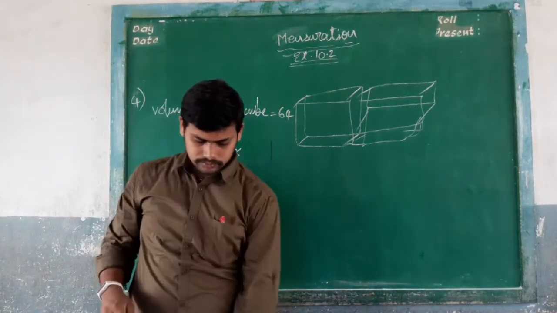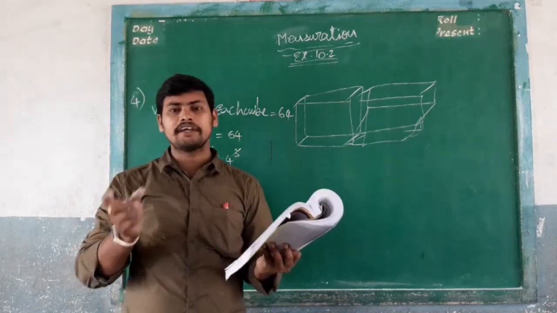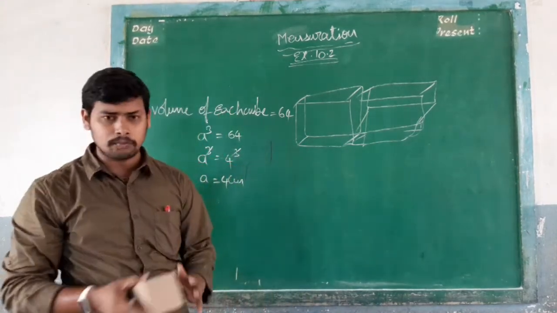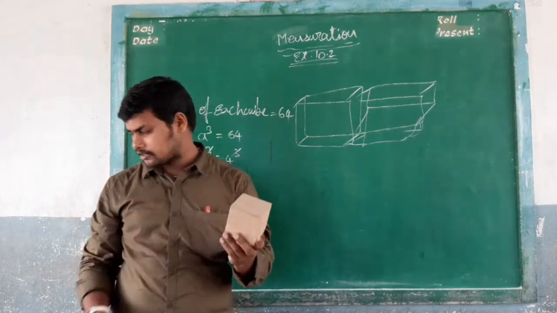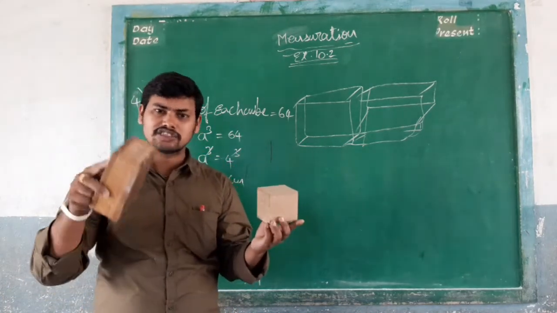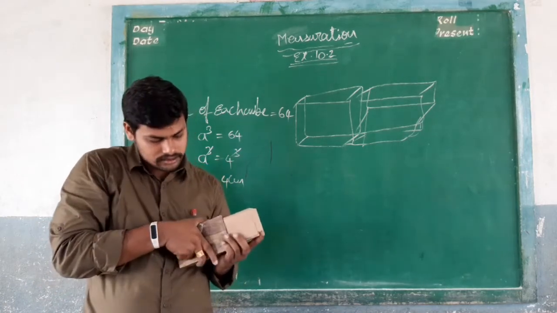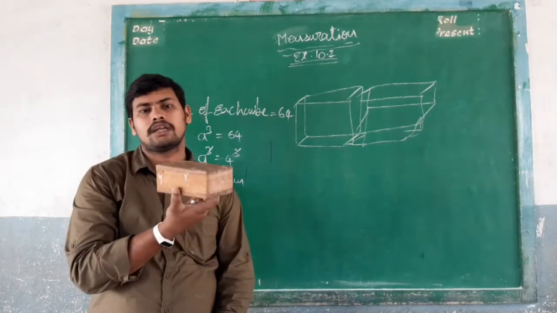Now the two cubes are joined end to end together. Suppose this is a cube. Now you have to join another cube. Let us take it is also a cube, so it is joined with that. Okay, now it becomes like this.